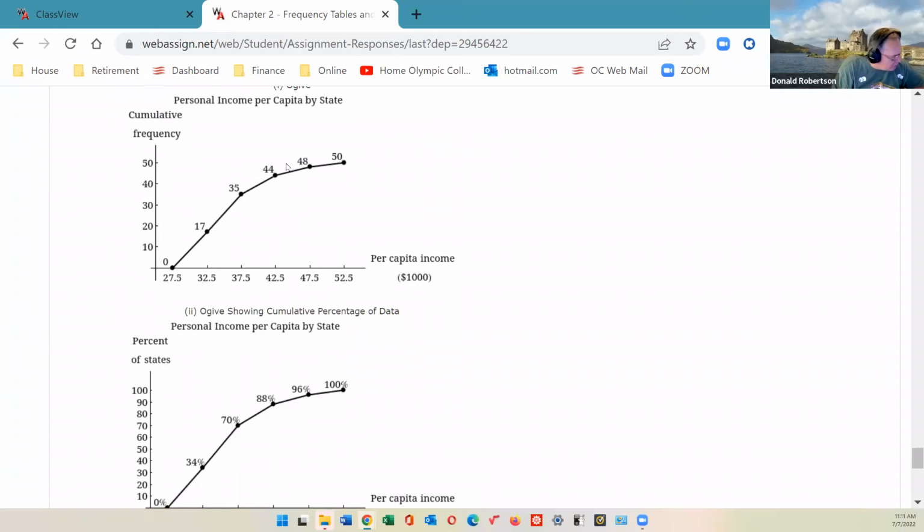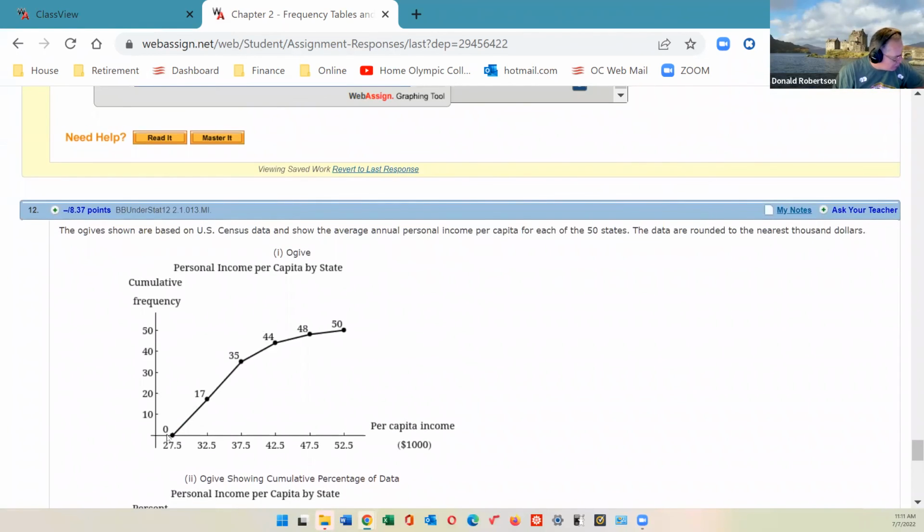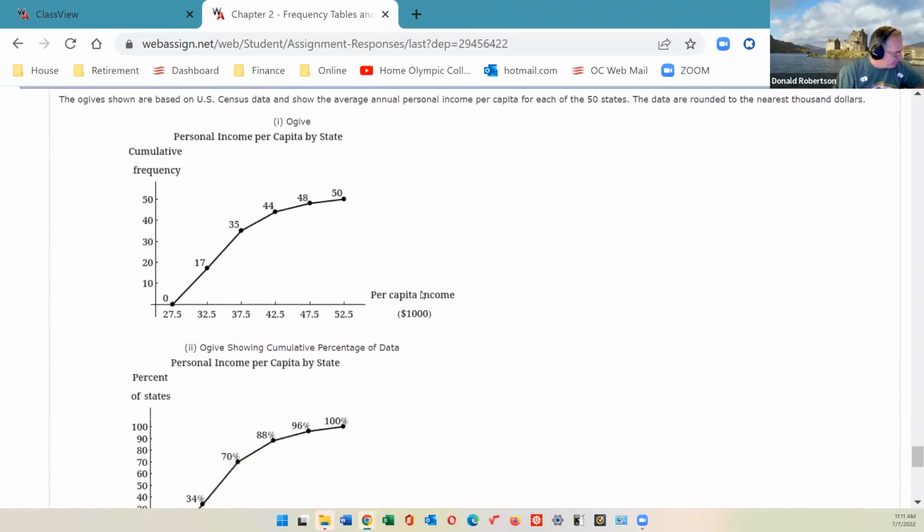So this type of cumulative frequency is called an ogive curve. That's what its name is, even if it isn't very curved.